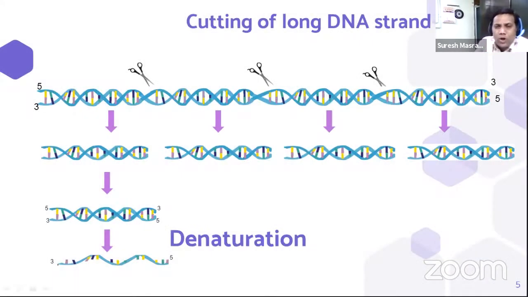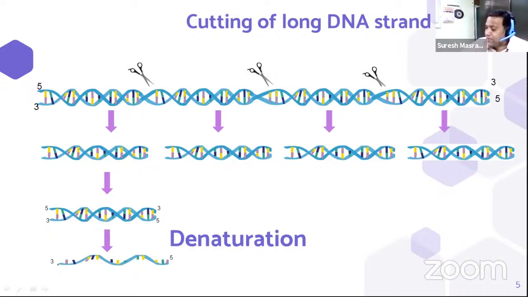thus, the long strand of DNA is not manageable. We have to cut this long DNA strand into several smaller fragments with the help of restriction enzymes. This restriction enzyme was shown by the scissor. The scissor, or restriction enzymes, cut this long strand into smaller fragments.